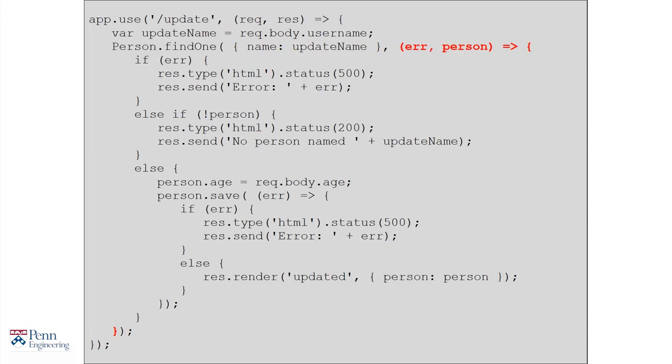Now that we get that one person out of the database that has that name, we have our callback function. And as we saw before, if there's an error, we'll send back an error message. If somehow there is no person in the database with that name, we'll send back a message. Otherwise, we're ready to update that person in the database. We'll get the person's age out of the body of the request, out of the form, and we'll set the age property in our person object accordingly. That person object, remember, was passed as a parameter to our callback function.